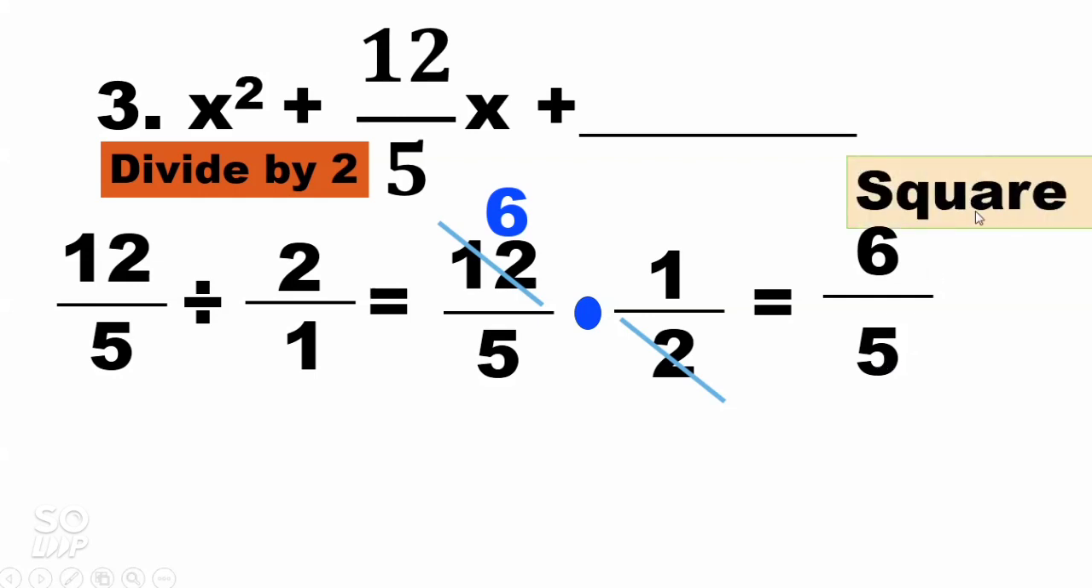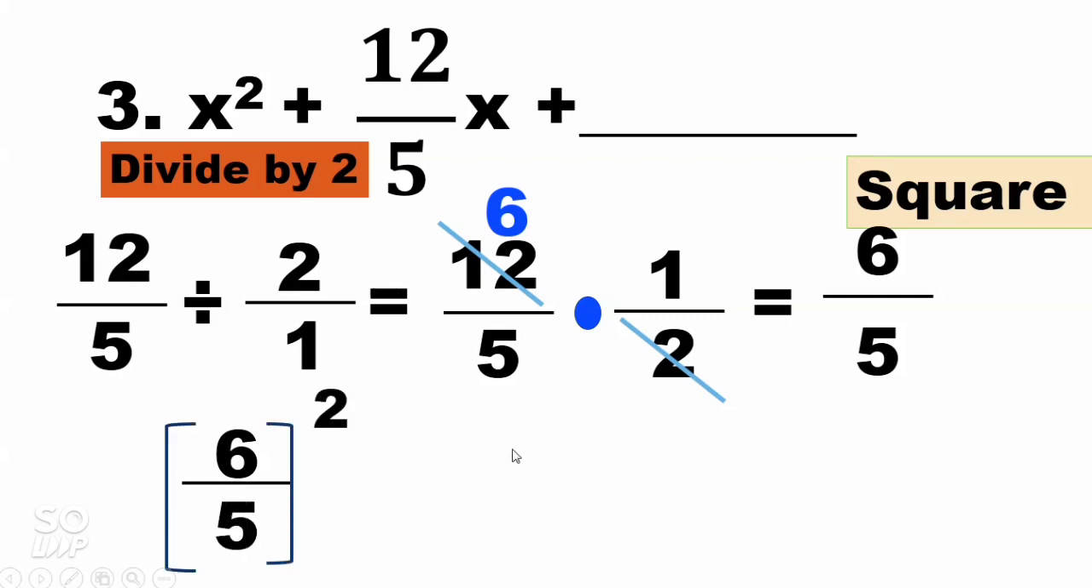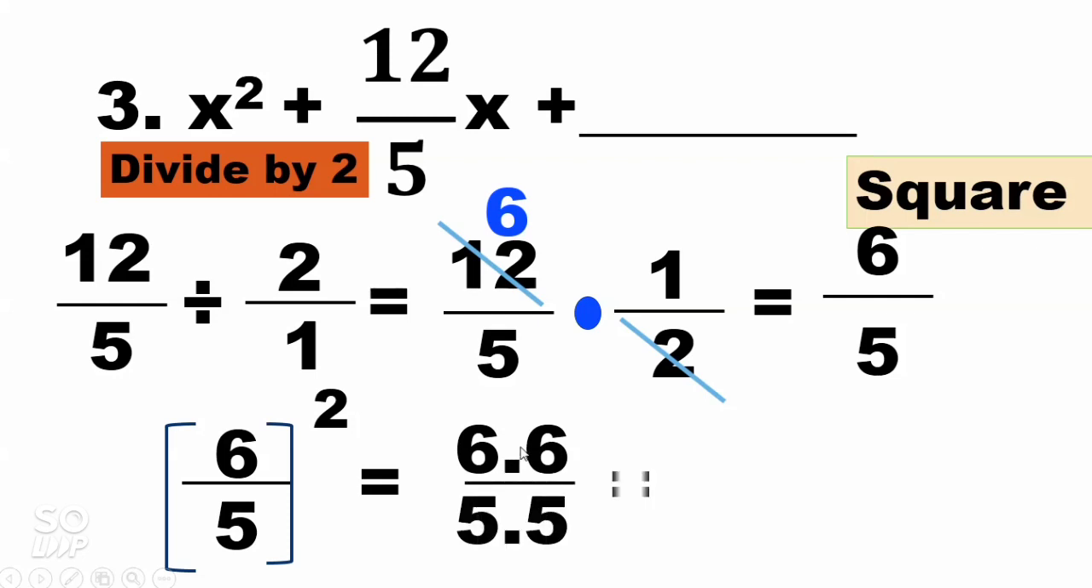Next, i-square pa natin. Okay, so 6 over 5 and then square is equivalent to 6 times 6 over 5 times 5. 6 times 6 equals 36 over 5 times 5 equals 25. So, ang number na i-add natin para maging perfect square trinomial is 36 over 25.